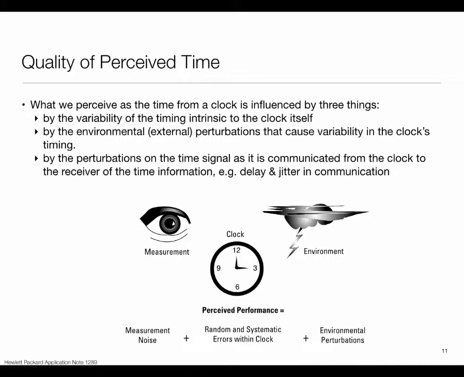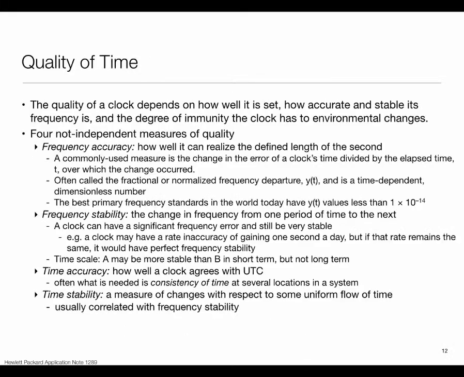So perceived performance, in a way, is really a sensing problem. We are trying to sense time, and as with any sensor, we will have issues with the quality of the sensor itself, which is within the clock, so to say. Environment comes into play, and how we read the sensor comes into play. All these three factors come into this picture.